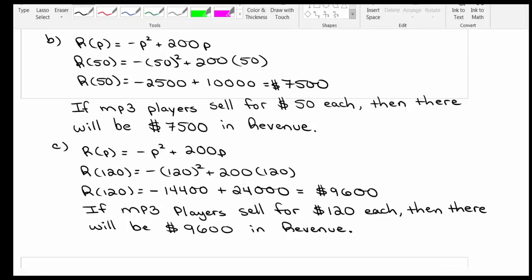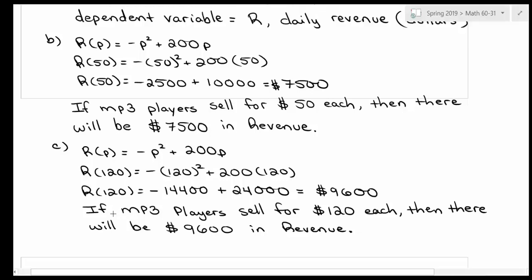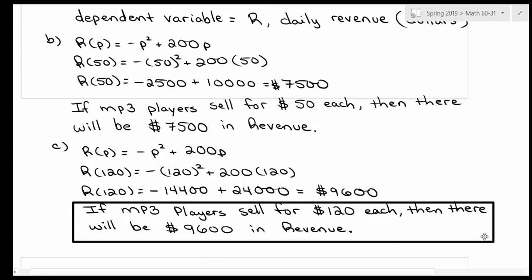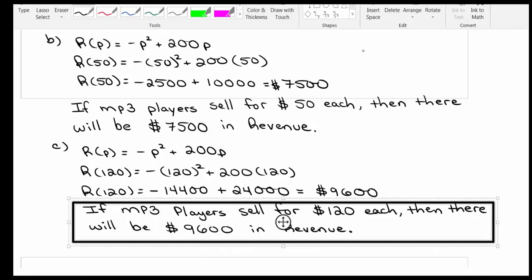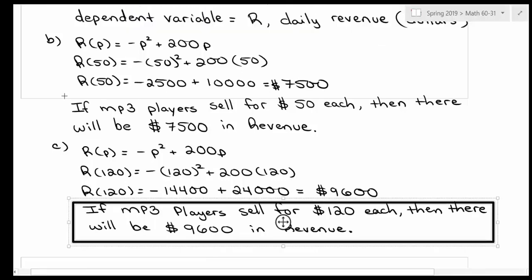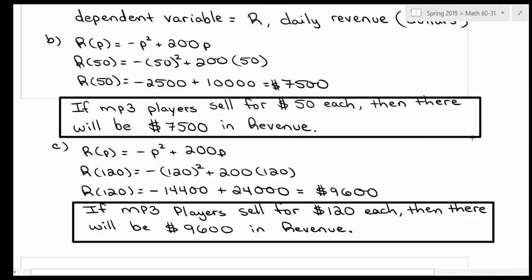Now, I want to remind you, it's very important that you box your final answers. So I'm going to go ahead here and box my final answer here. Right, they were also asking us to find this and find this. There, I think I've boxed everything in. It all looks good. Excellent. Good job.